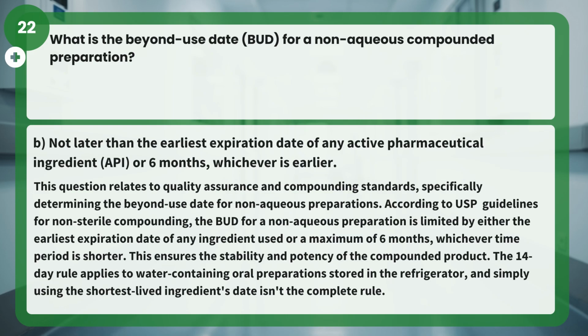Answer B. Not later than the earliest expiration date of any active pharmaceutical ingredient, API, or 6 months, whichever is earlier. This question relates to quality assurance and compounding standards, specifically determining the beyond-use date for non-aqueous preparations. According to USP <795> guidelines for non-sterile compounding, the BUD for a non-aqueous preparation is limited by either the earliest expiration date of any ingredient used or a maximum of 6 months, whichever time period is shorter. This ensures the stability and potency of the compounded product. The 14-day rule applies to water-containing oral preparations stored in the refrigerator, and simply using the shortest-lived ingredient's date isn't the complete rule.